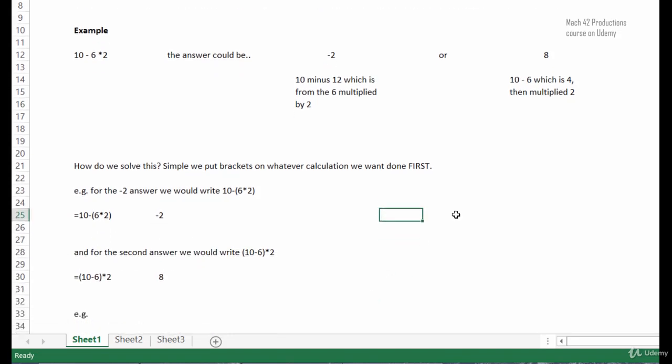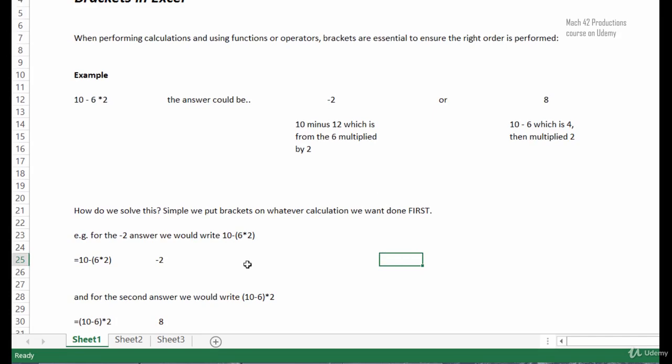Now, if we wanted the second answer, we would then write the following. Equals brackets 10 minus 6, close bracket, multiplied by 2. So again, the brackets are telling Excel explicitly to evaluate whatever's inside those brackets. So 10 minus 6 would be 4. Then 4 times 2 equals 8.